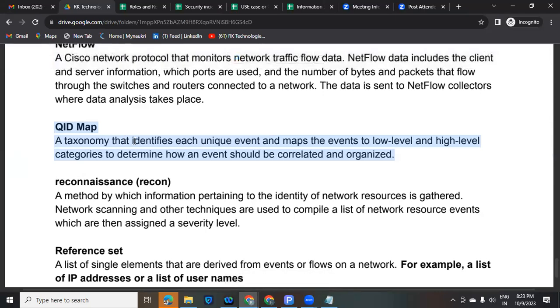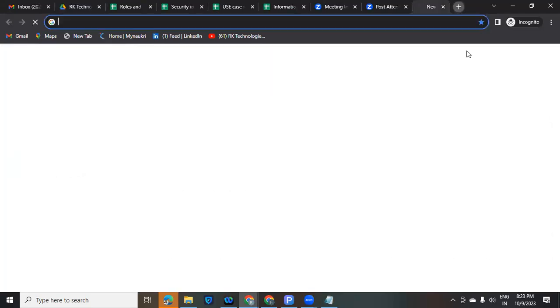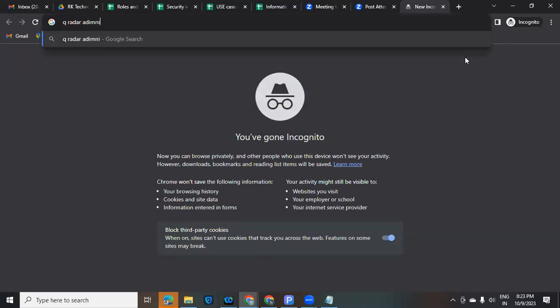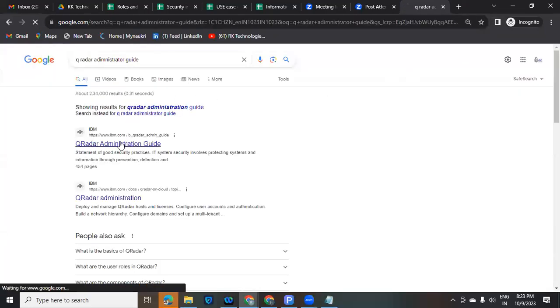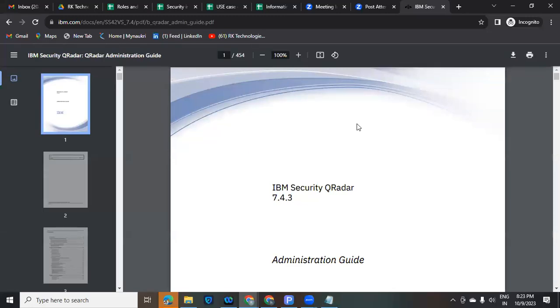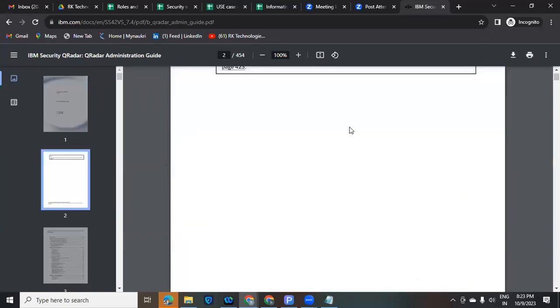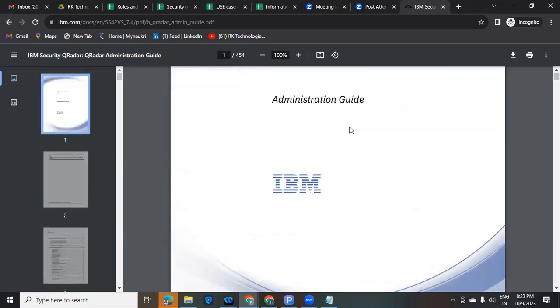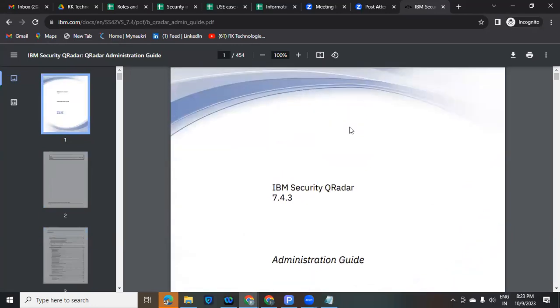So how can we identify the QRadar administrator guide? Just go to Google and type QRadar administrator guide. This is basically the implementation guide. You can download this QRadar administrator guide. It contains more than, I think, 400 to 500 pages. So it's very difficult to remember all these steps unless you have practical experience. If time permits, please go through this one also. It's completely implementation basically.